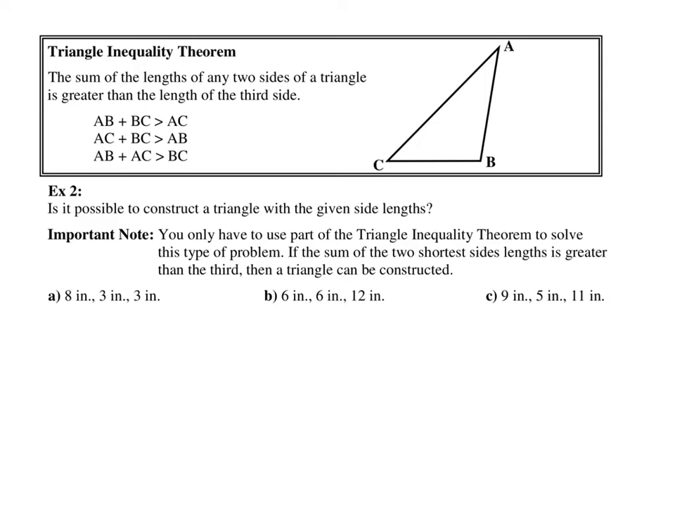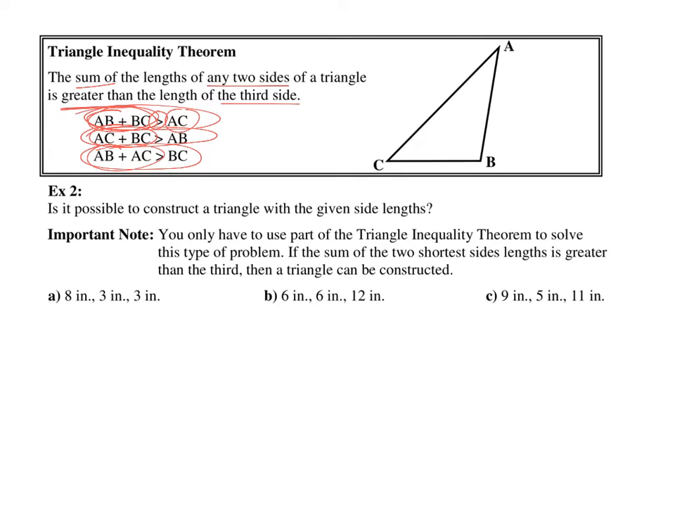All right, the triangle inequality theorem. The sum of the lengths of any two sides of a triangle is greater than the length of the third. So you could take any two sides, their sum, and it should be greater than the third. Now for example 2, these are the 3 scenarios you could come up with, because you're adding 2 different pairs for every one of these scenarios.